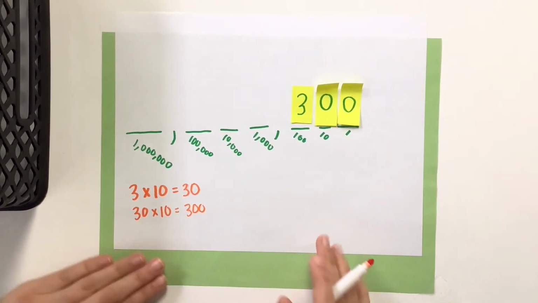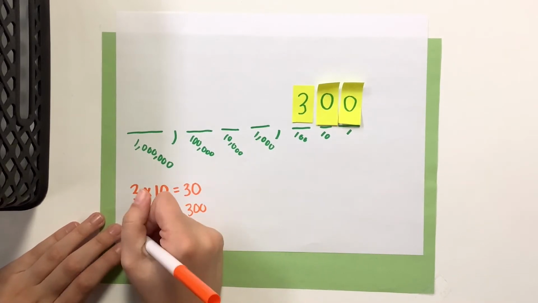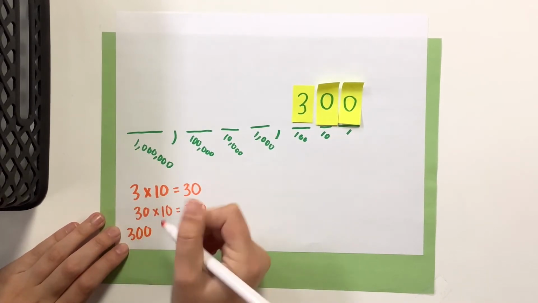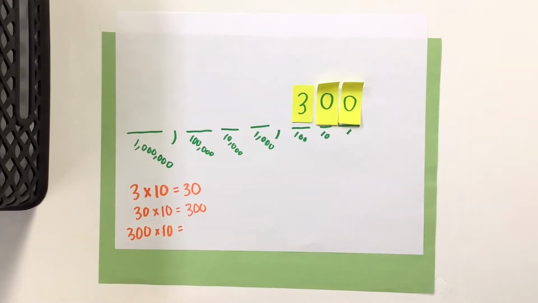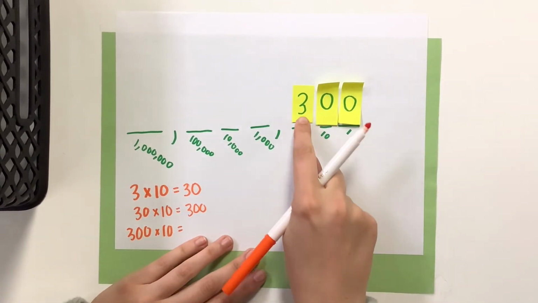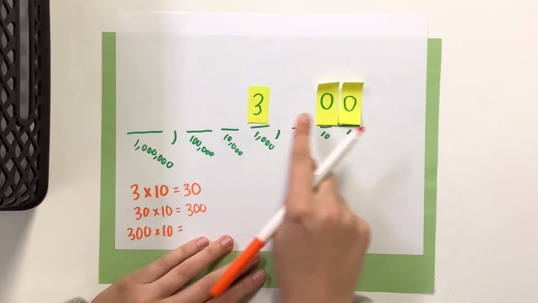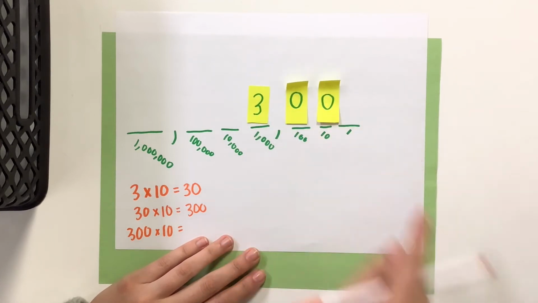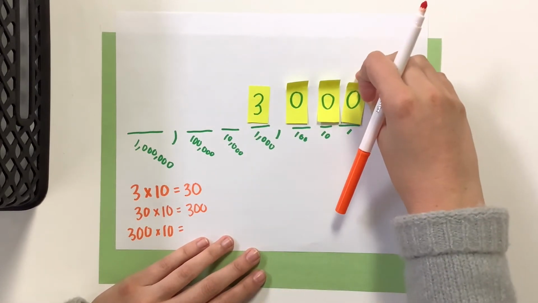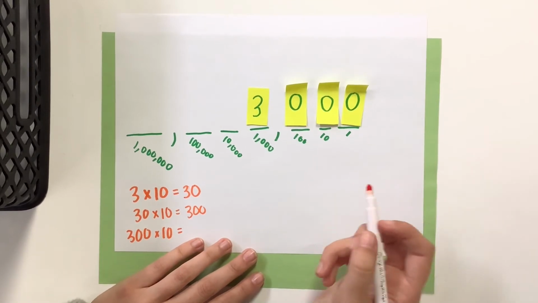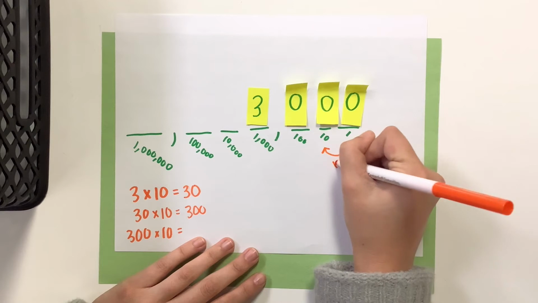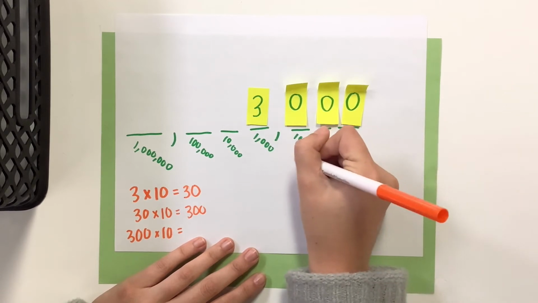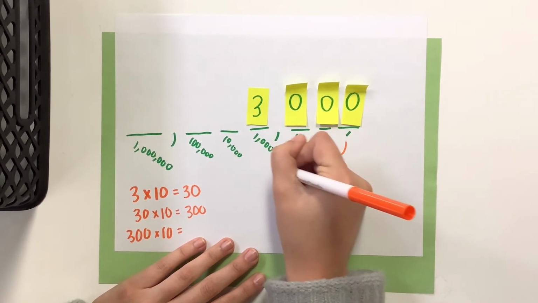And I bet you can predict what I'm going to do next. If I take the number 300 and I make it 10 times greater, what is it going to become? That's right. And it'll move again another place over, and it'll become 3,000. Anytime a number moves a place to the left, it gets 10 times greater.